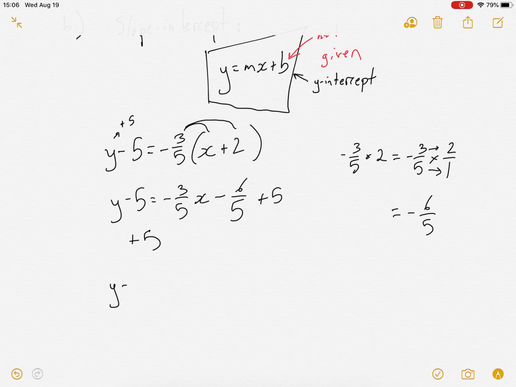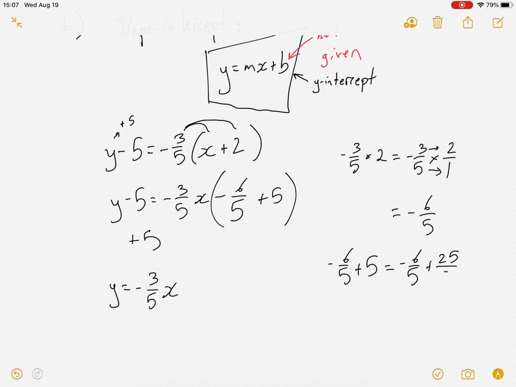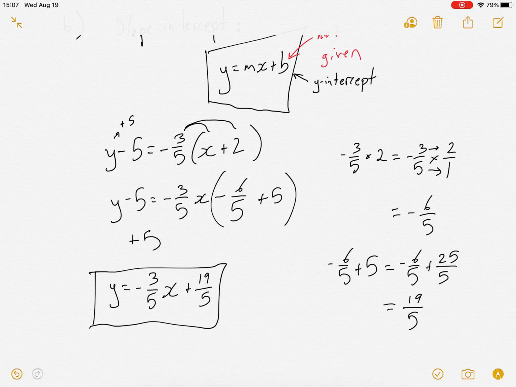So it looks like I'm going to have to do a little bit more work with fractions. I'm going to have to add these. So once again, kind of on the aside here, okay, now we need a common denominator. And so I think I get 19/5. If you want to plug it into the calculator, you can do that as well. Okay, so here is the equation of my line in slope-intercept.